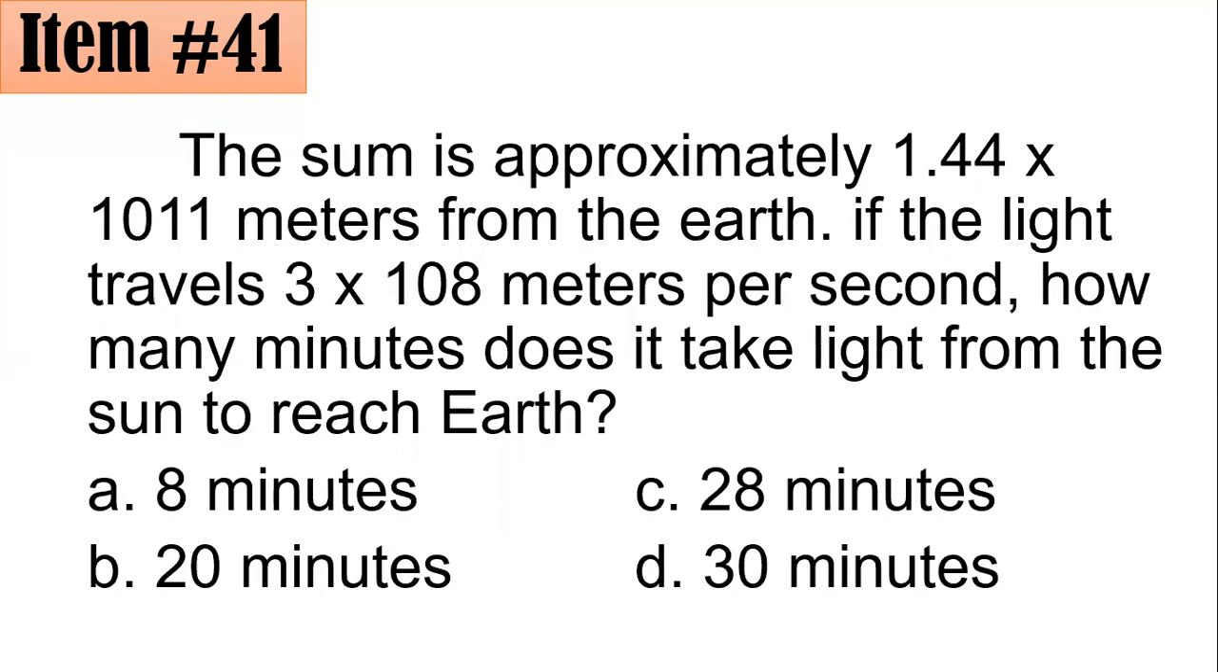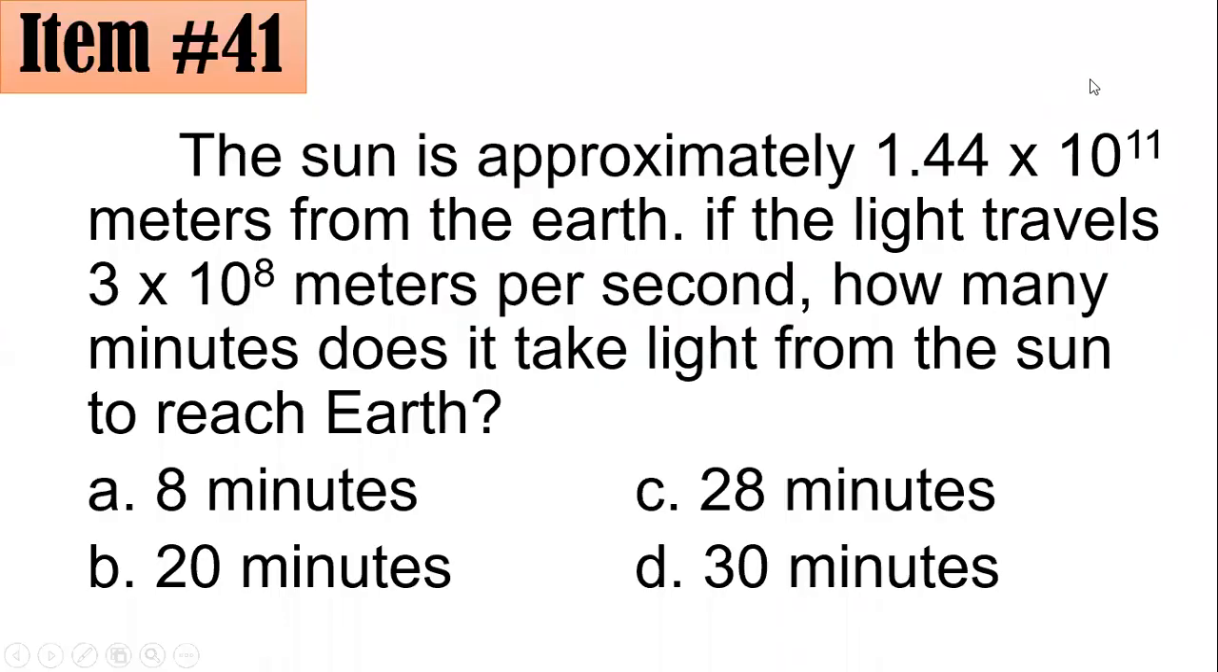41. The sun is approximately 1.44 times 10 raised to 11 meters from the earth. If the light travels 3 times 10 raised to 8 meters per second, how many minutes does it take light from the sun to reach earth? 8, 20, 28, or 30 minutes?